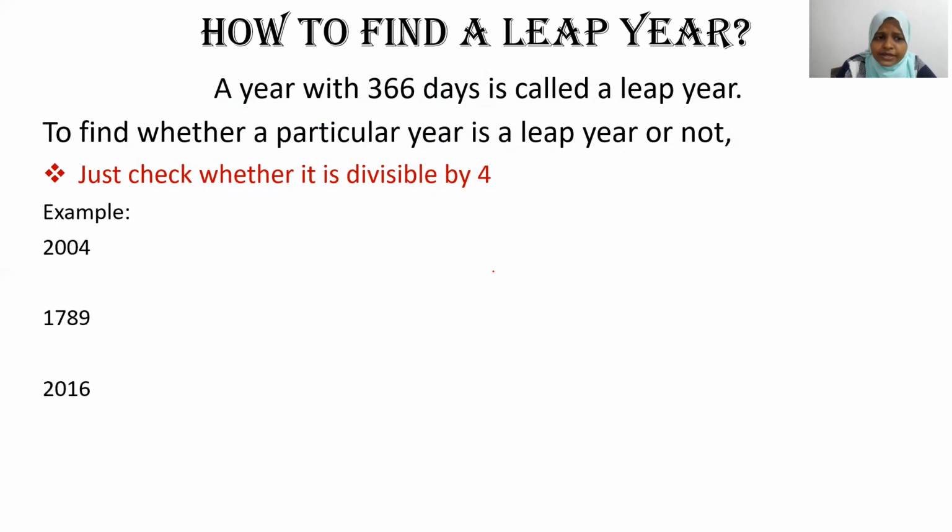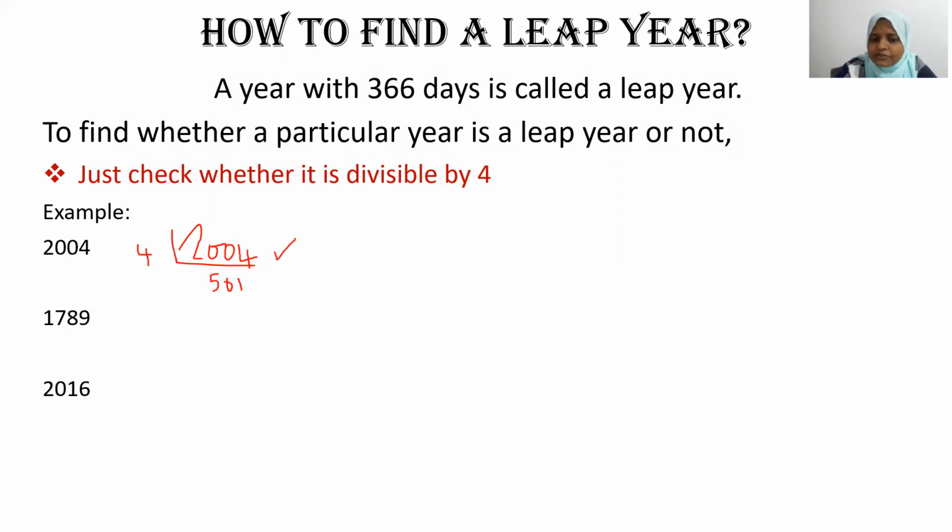All you have to do is see whether the year which is given is divisible by 4. If it is divisible by 4, it is a leap year. If it is not divisible by 4, it is not a leap year. Okay, let's do that. Now look at this. They want you to find for 2004. So we'll check whether 2004 is divisible by 4, exactly, without a remainder. Yes, you can divide. So it is a leap year.